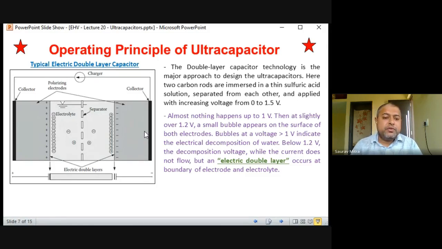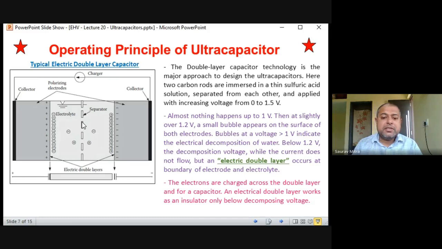Below 1.2 volt, the decomposition voltage, the current does not flow. So 1.2 volt is called the decomposition voltage. But an electric double layer occurs at the boundary of the electrode and electrolyte above that 1.2 volt, and the electrons are charged across the double layer. So these are the electrons which are charged across the double layer for a capacitor.